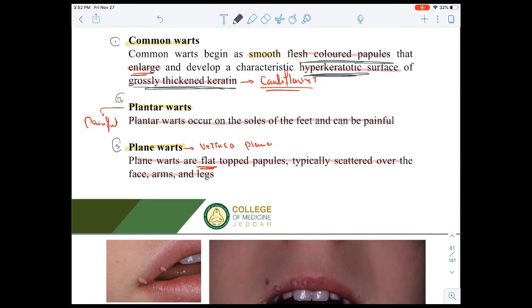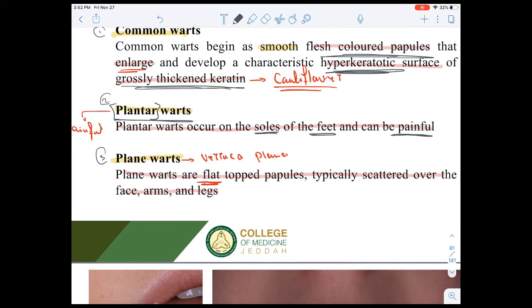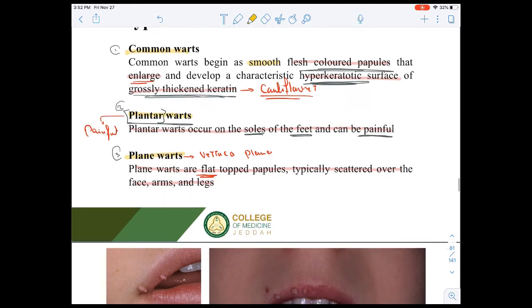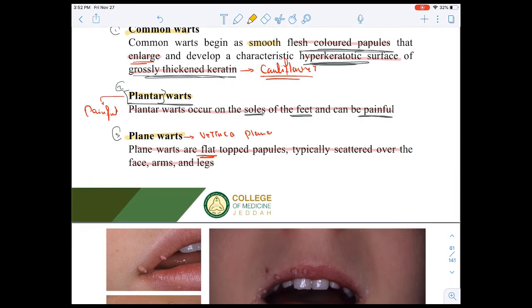The plantar warts, right, on the plantar surface, so plantar, which is the sole of the foot, so these occur on the sole of the foot and can be very painful. Now, all of them can be painful, but this one specifically is painful because when you walk on your foot, the pain would become much more pronounced. So usually the patient would present saying that the lesion under the foot is really painful, and that would clue you into plantar warts. Plain warts, as the name might suggest, are plain, so they're flat top papules, and they're typically scattered over the face, the arms, and the legs.